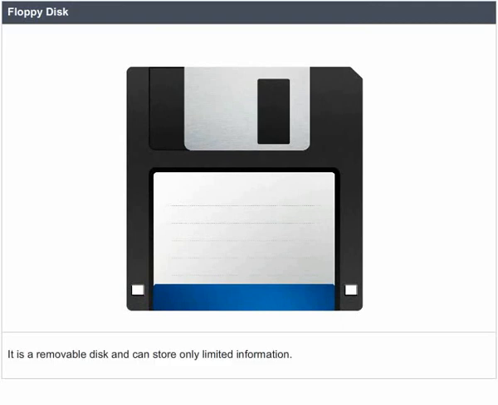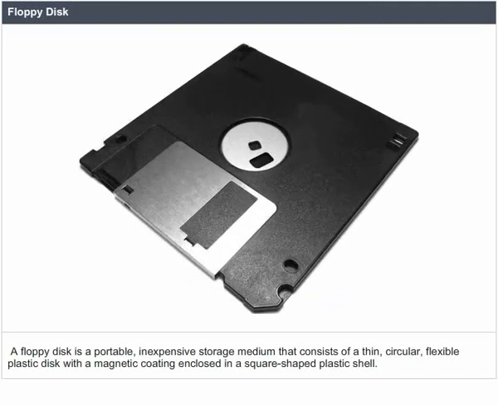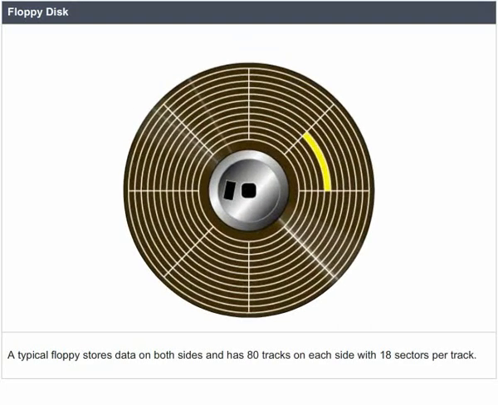Floppy disk. It is a removable disk and can store only limited information. A floppy disk is a portable, inexpensive storage medium that consists of a thin, circular, flexible plastic disk with a magnetic coating enclosed in a square-shaped plastic shell. The disk storage locations are divided into pie-shaped sections called sectors. A sector is capable of holding 512 bytes of data. A typical floppy stores data on both sides and has 80 tracks on each side with 18 sectors per track.